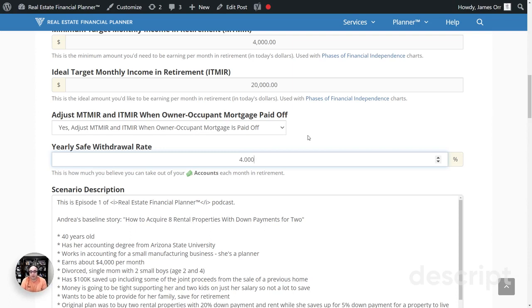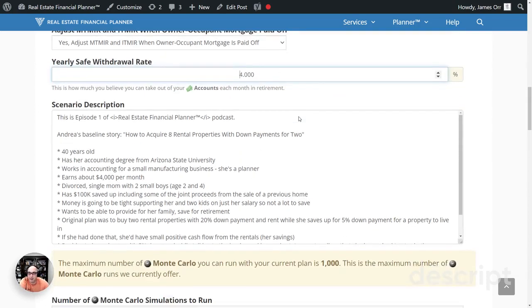In this case, we've used 4%. It's kind of like the 4% safe withdrawal rule, if you've heard of that before. And so in this case, we've said, hey, look, of any money she has in her bank accounts, she can safely withdraw 4% per year, and that will give her her ability to achieve financial independence. It's one of the metrics, one of the inputs used to determine whether or not she's reached her financial independence number. And so we've used 4% here for that.